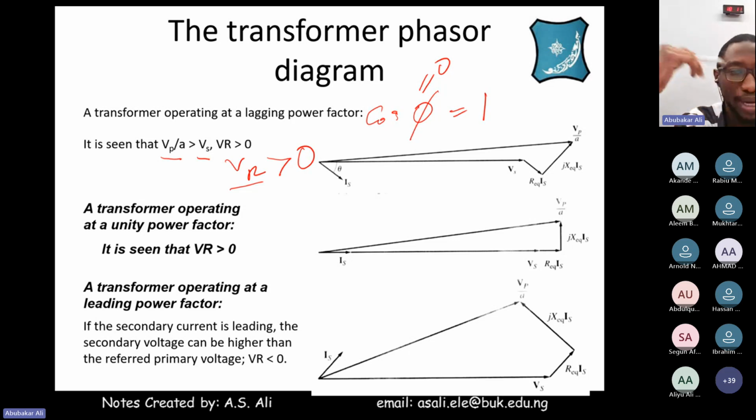However, if the transformer is operating at a leading power factor, where the secondary current IS is leading, the secondary voltage can be higher than the required primary voltage. So VR is less than 0.